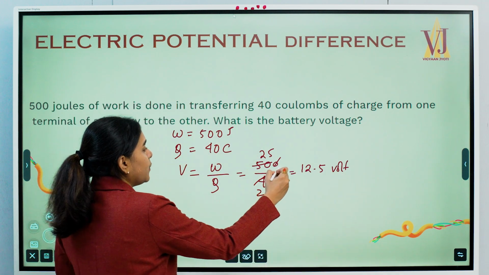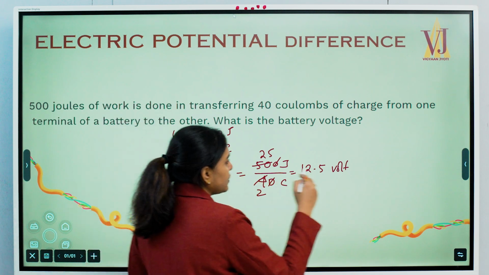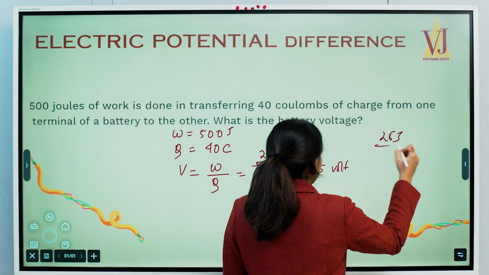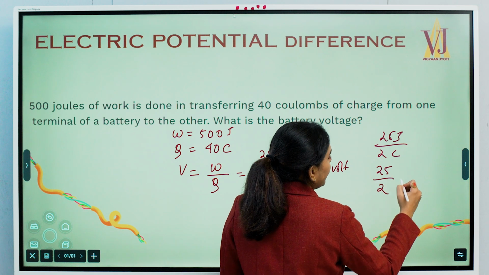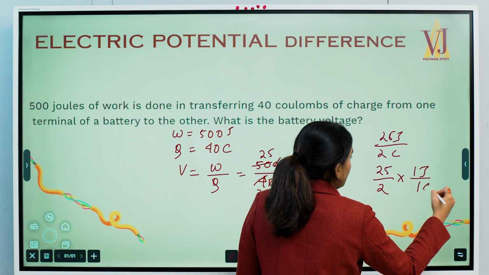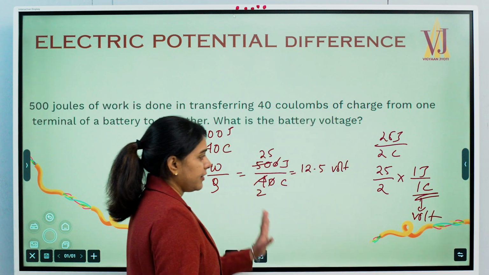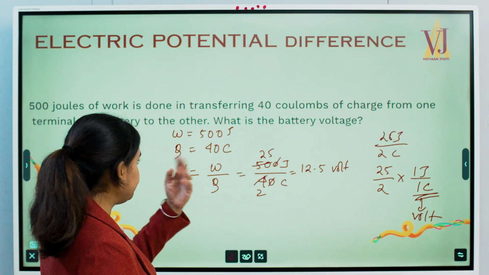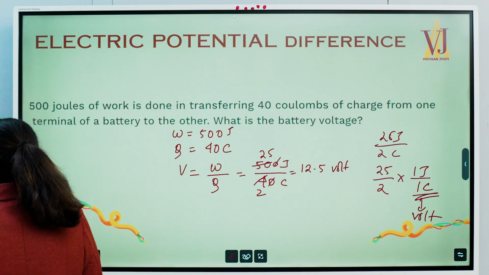Because after all it was joule and it was coulomb. So 1 joule by 1 coulomb means, what I am trying to say is 25 by 2, and this is what is written. So if I segregate 25 by 2 into 1 joule and 1 coulomb, that means we can say this one as volt, right? This is something that I have written here. So that means the battery voltage is 12.5.